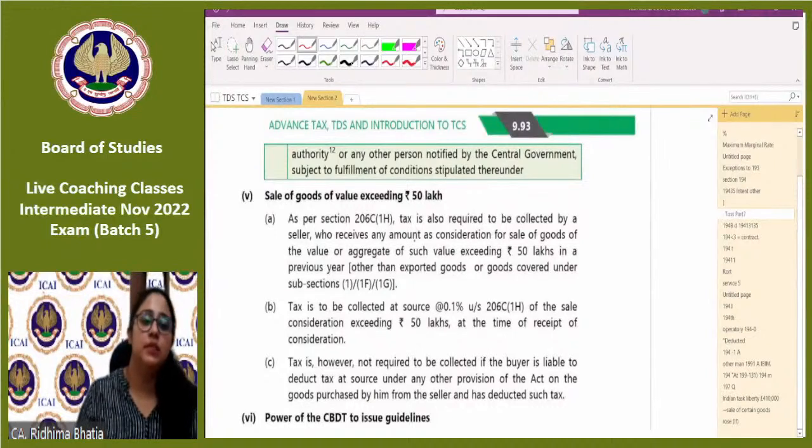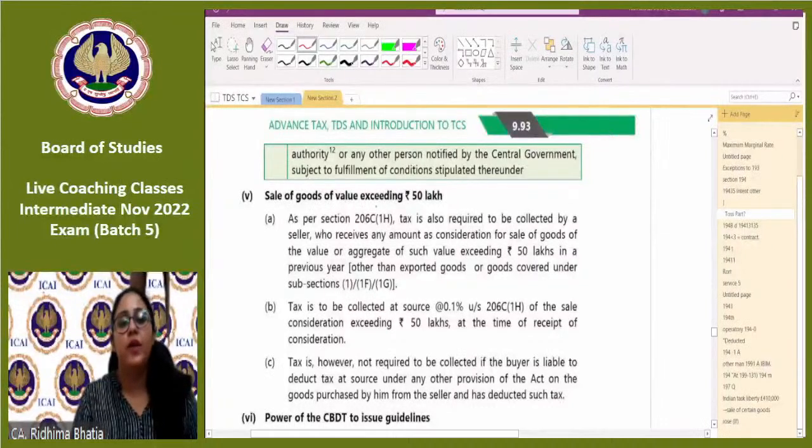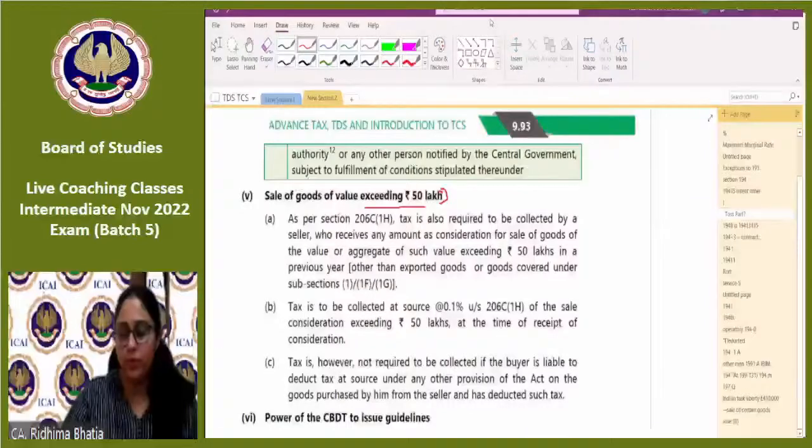Here they are generally saying this section was introduced in October 2020, effectively from October 2020. Sale of goods of value exceeding 50 lakhs. It may sound familiar, no worries, no problem. Let's understand what this section says.